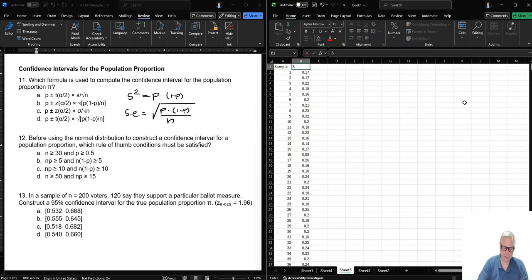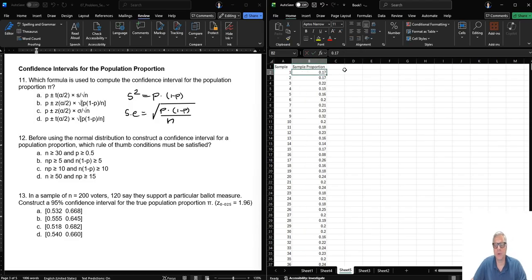And here we have the sample proportion actually. So you can see in the first sample we got the proportion of 17%, and in the next one again 17, but then 22. So what I want to show you is that the standard error of such a sampling distribution of a proportion should be equal to this.